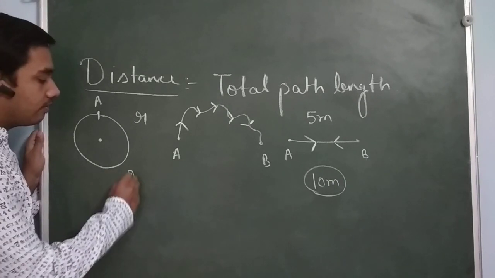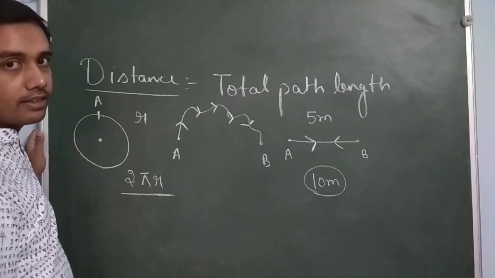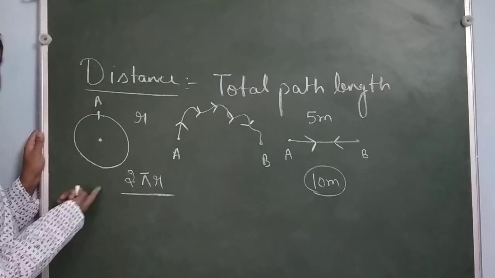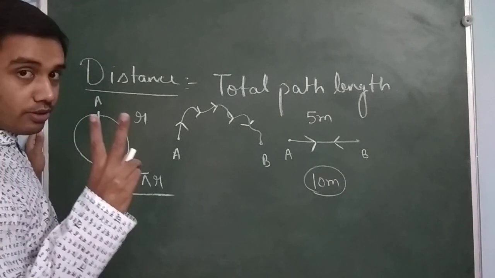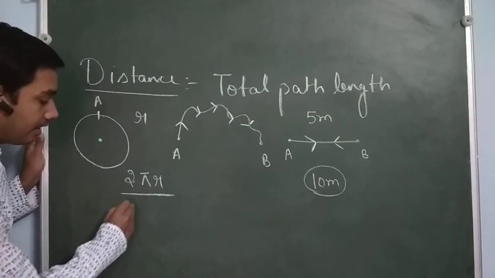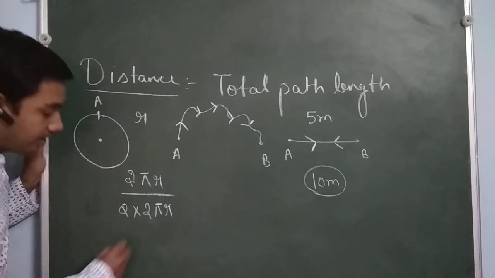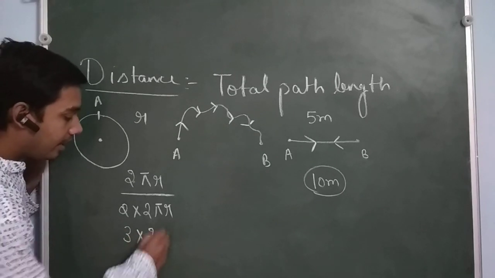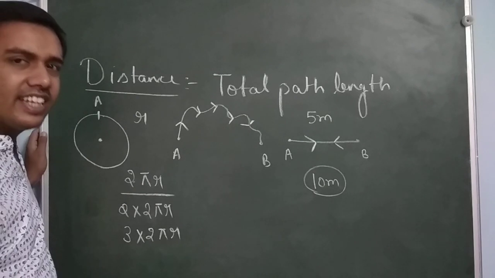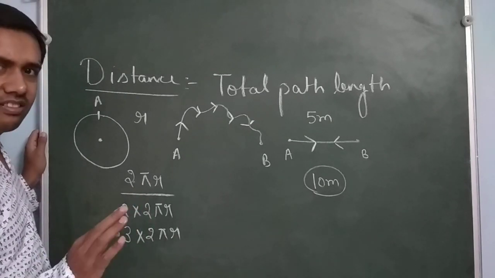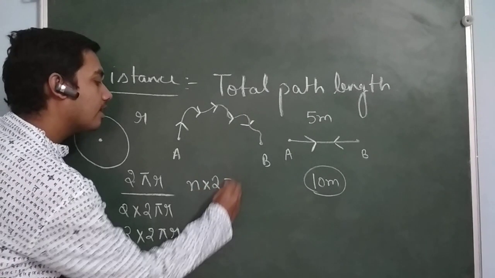And what is the circumference of the circle? 2 pi r. So this is how you can calculate distance in case of a circular track. Suppose there are 2 revolutions, then the total distance covered will be 2 into 2 pi r. Suppose there are 3 revolutions, then the total distance will be 3 into 2 pi r. Suppose there are n revolutions, where n is any integer. So the total distance covered will be given by n into 2 pi r.